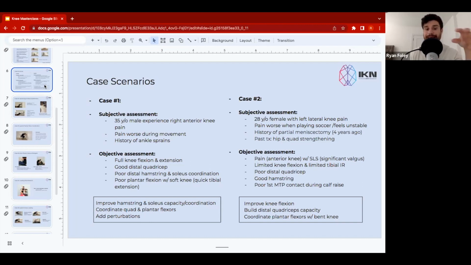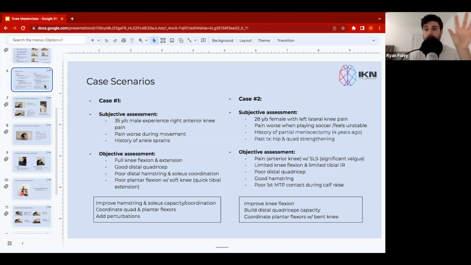So again, in this scenario, it may not be a case where we need to build a better distal quadricep, but we need to build a better distal hamstring, better proximal gastroc, better soleus, but then work on coordinating those, the hamstrings and the plantar flexors together, but then also coordinating the plantar flexors and the distal quadriceps together to get them coordinating with each other.